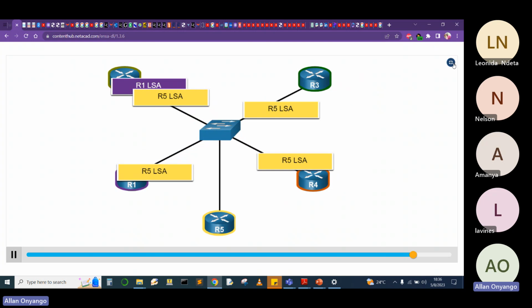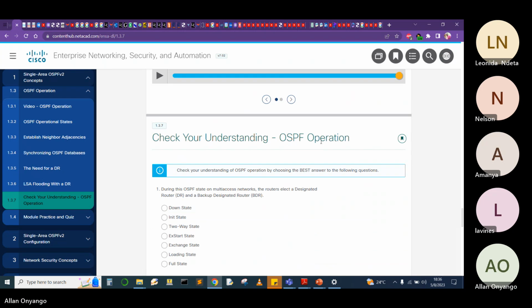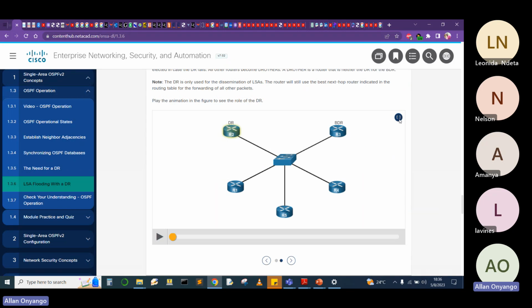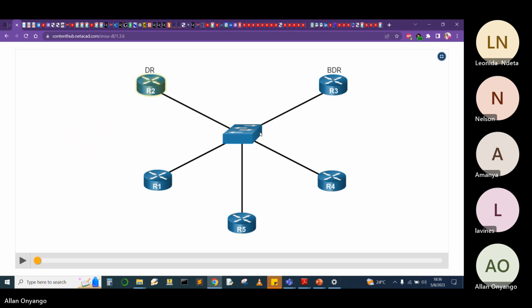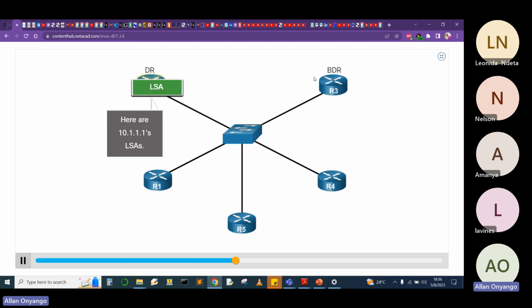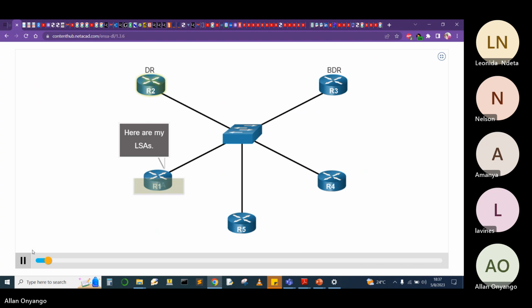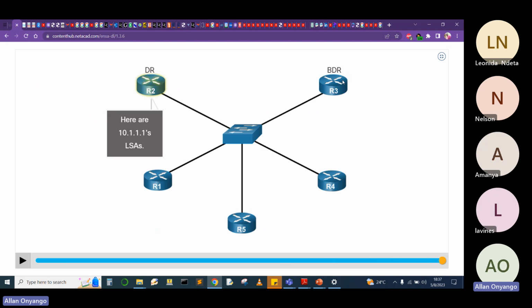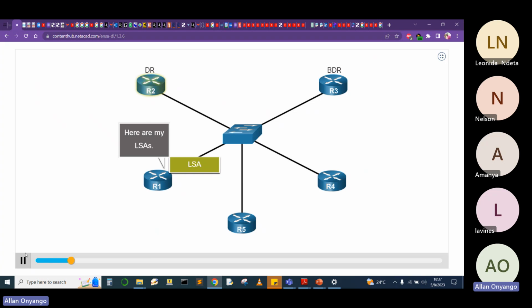Okay. What if we could prevent this? What if we just elect the DR and the BDR so that everyone doesn't need to talk to everyone? We just need to talk to the DR, with a copy sent to the BDR, and the DR will now be able to communicate to everyone else. Look at this. If I need to communicate to everyone, I send my information to the DR, and a copy is sent to the deputy or backup DR. And the DR's responsibility is now to send that information to everyone else in the network.